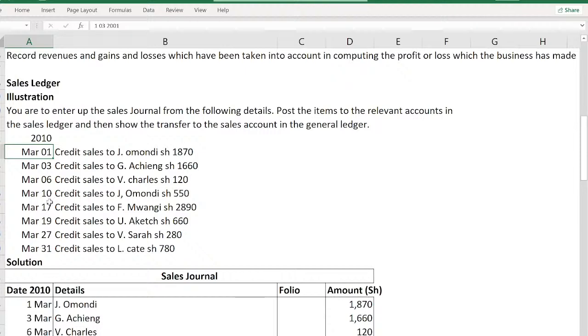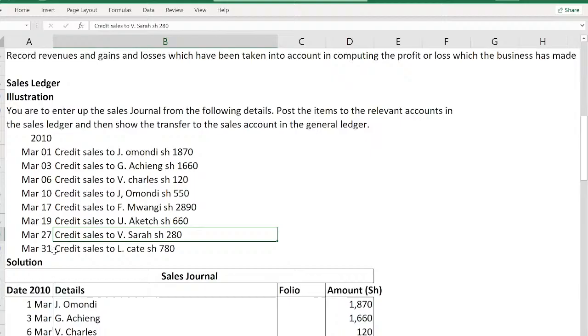Then you have 17, credit sale to F. Mwangi. 19, credit sale to U. Akech 660. 27, credit sale to V. Sala 280. And March 31st, credit sale to L. Kit 780.